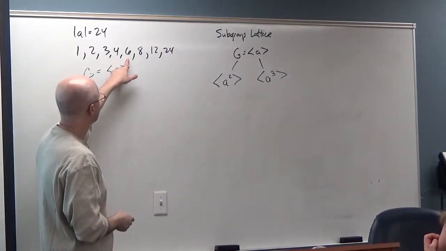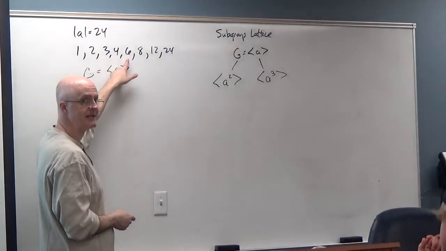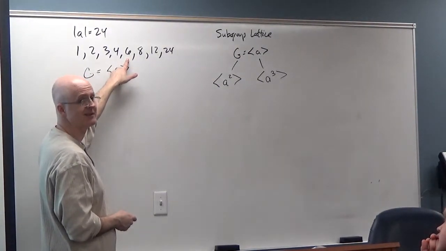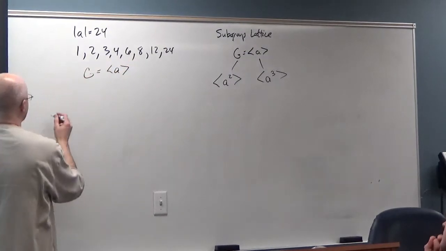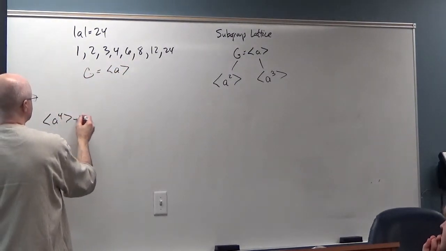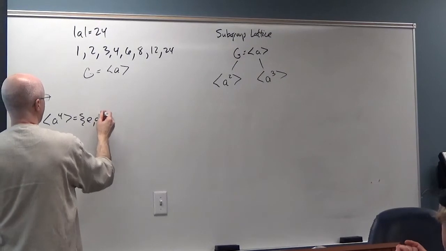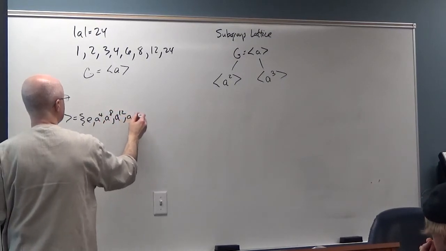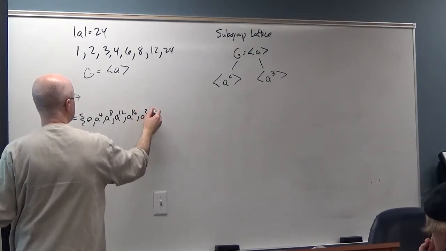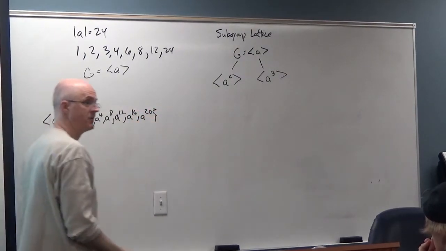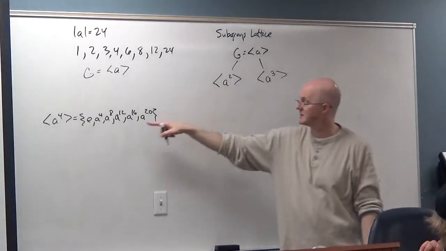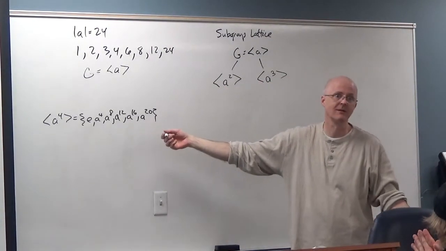There's a cyclic subgroup of order 6. Generator would be a to the fourth. The cyclic subgroup generated by a to the fourth would consist of these elements. And that is a subgroup of the cyclic subgroup generated by a squared. a squared also contains those elements plus more.